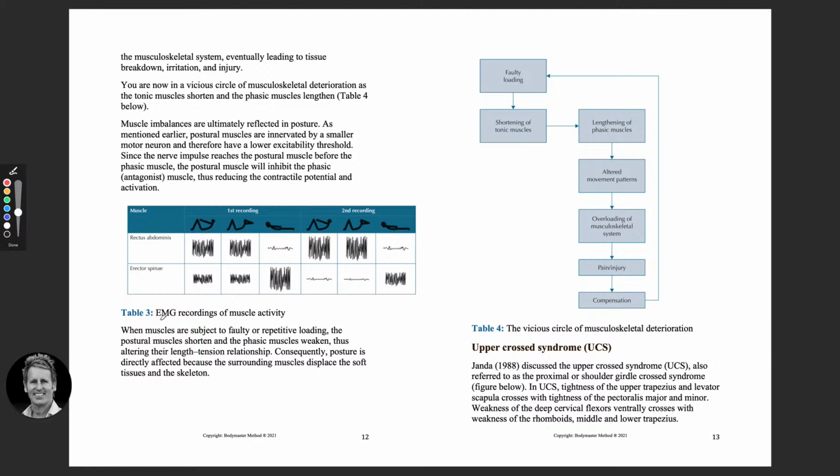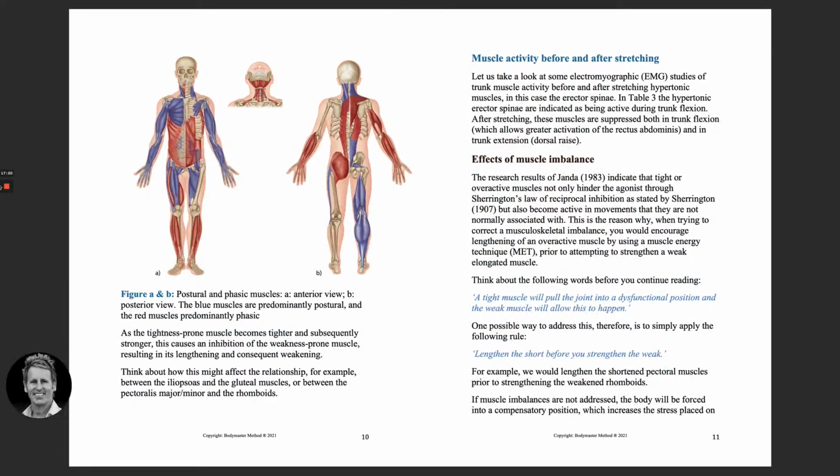So you can see the EMG recordings of the muscle activity before lengthening the erector and after lengthening the erector. And that's why that mnemonic, if I go back a page, is: we will lengthen the short before you strengthen the weak. It's like the glutei. If you've been told you've got, say, a weak gluteus medius, you might find if you lie on your side and lift your leg, like a class, they have what they call their legs, bums and tums.